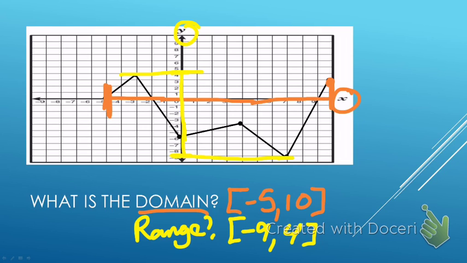So all we're looking for is the x-axis, how much of that is taken up, and how much of the y-axis is taken up for domain and range.